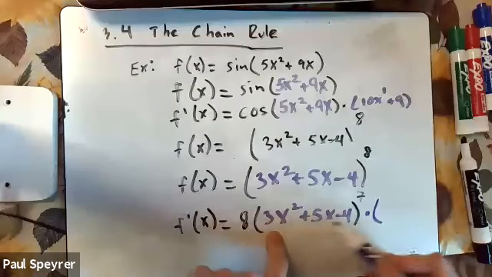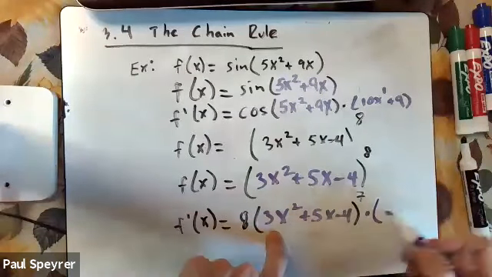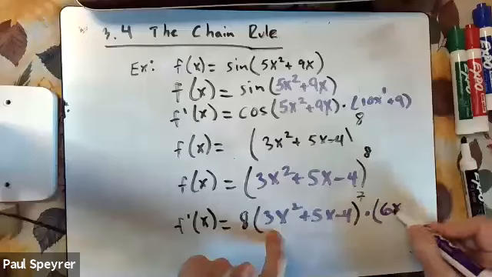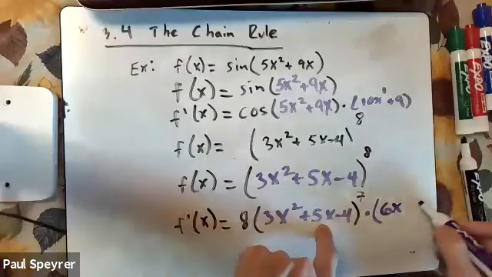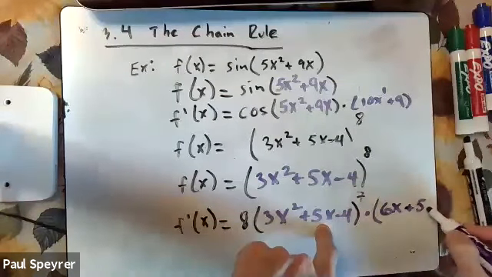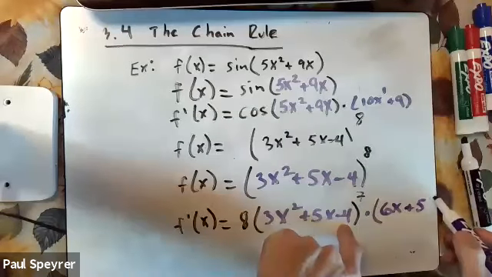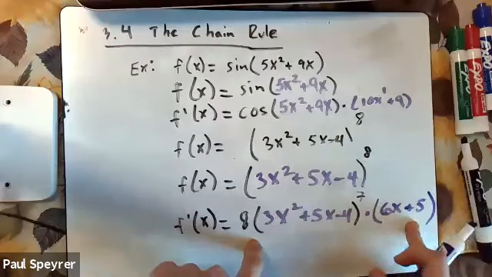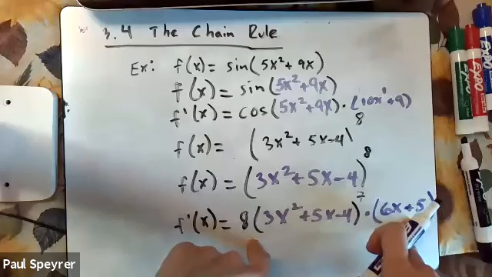Now if we derive the inside, the derivative of 3x squared is 6x. Derivative of 5x is positive 5. And remember, derivative of a constant is just 0. So this is your derivative right here.